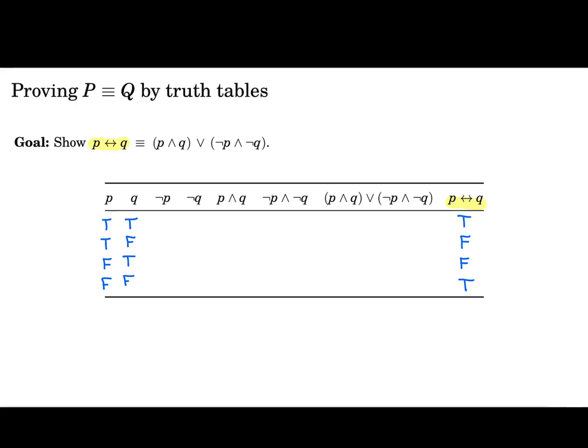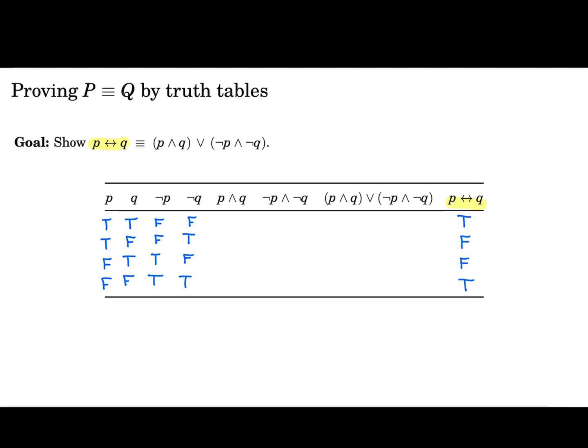If P is true, then not P is false. So you get the following. In other words, this column here is just the same as this column, but with true swapped with false and false swapped with true, right? Same for not Q. If Q is true, then not Q is false. If Q is false, not Q is true.